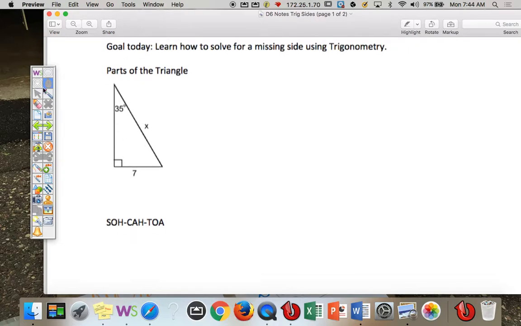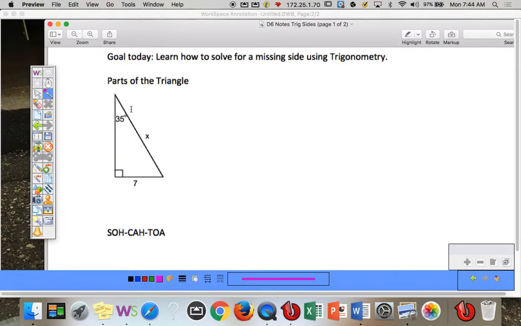So there are different parts of a triangle. We always start with the angle that's not the 90-degree angle. So in this case it's 35. And there are 3 sides that we're going to assign in this triangle. One is the hypotenuse. We already know that one. It's the longest side. But now with our angle right here, there's one side opposite the angle. So I'm going to call this side O. And there's one side adjacent to this angle. So this side is called A.